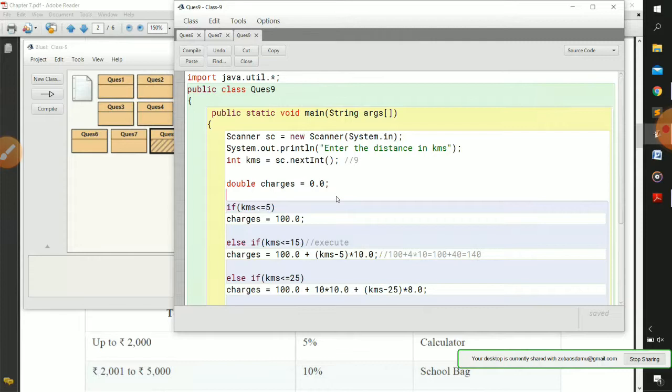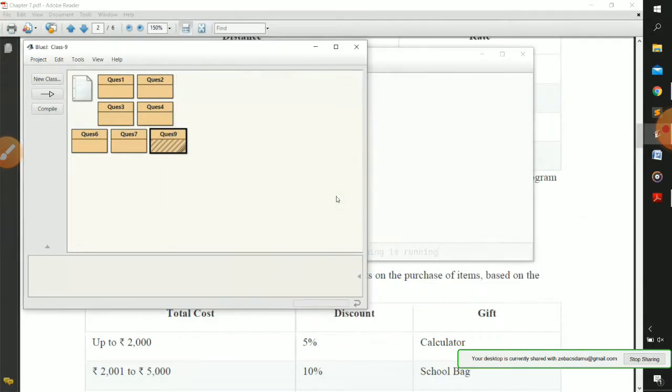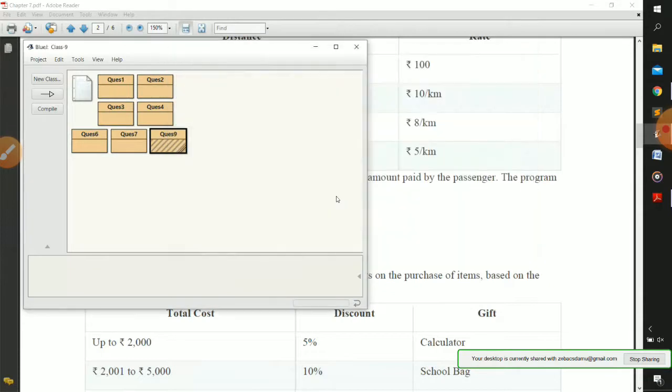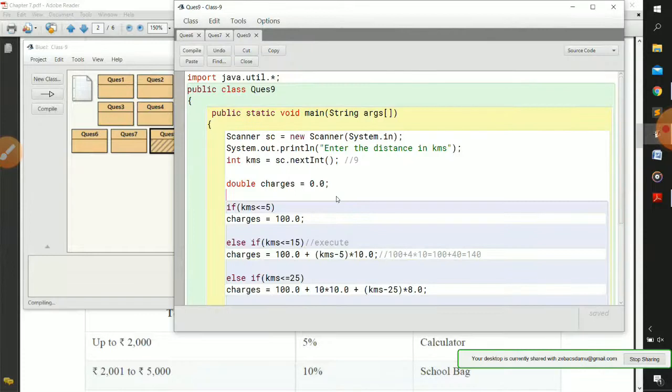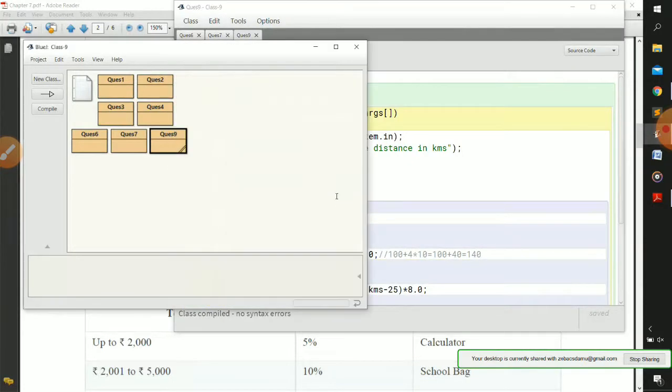I hope you understood this part very well. This is an important question, so write down to me in case you find any difficulty again. Okay, then see the next question.